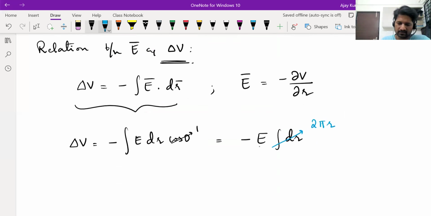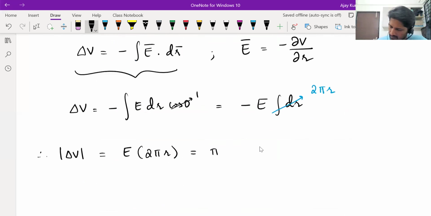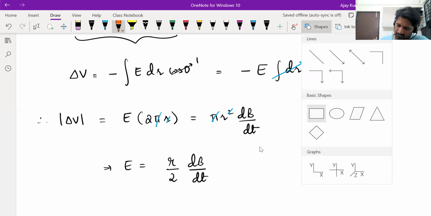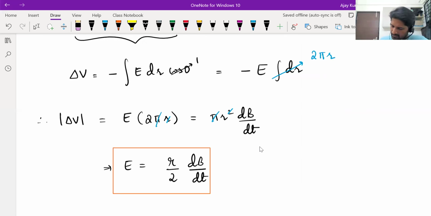Let us take the magnitude of EMF. Therefore, the magnitude of the potential difference is the electric field that is induced times 2 pi r. And we know that this is equal to the induced EMF. How much was the induced EMF? Pi r square dB by dt. Pi and r can be cancelled. What will you be left with? E is equal to r by 2 dB by dt. And what we got here is an expression for the induced electric field that is produced by a time varying magnetic field.